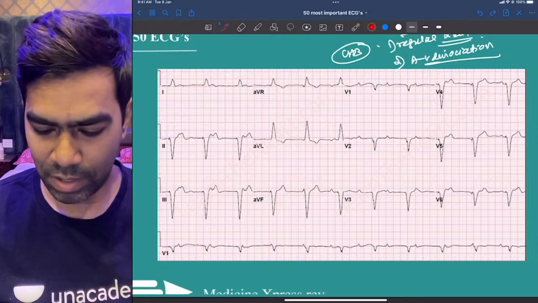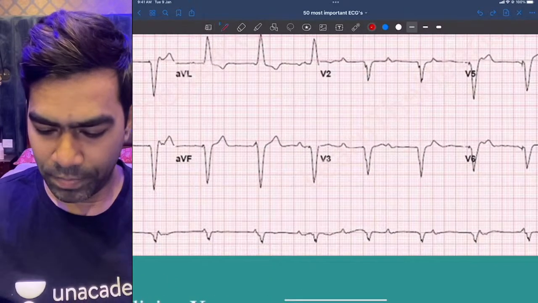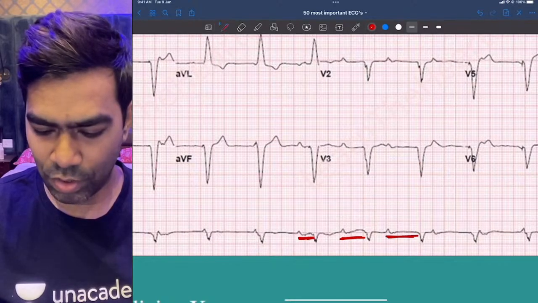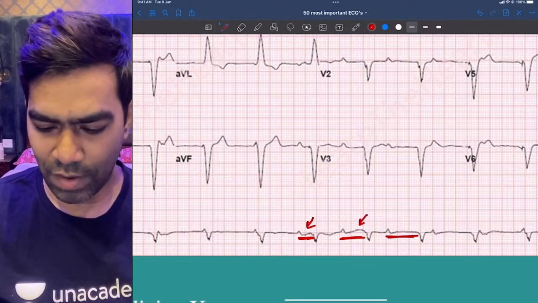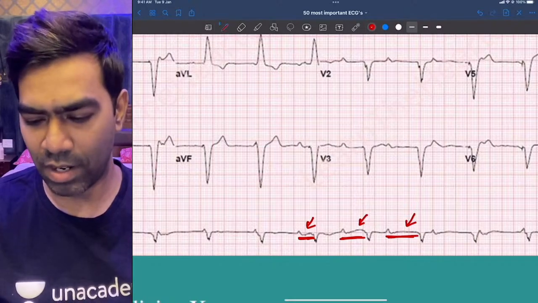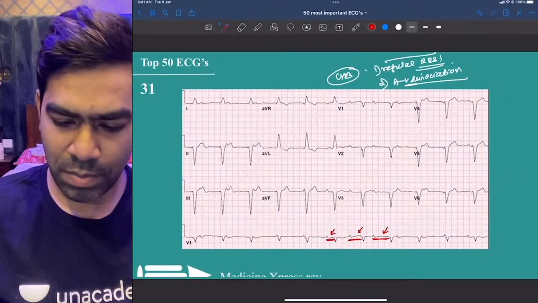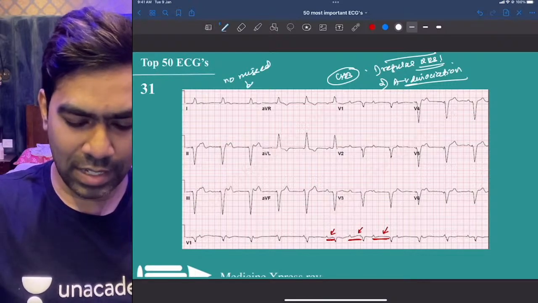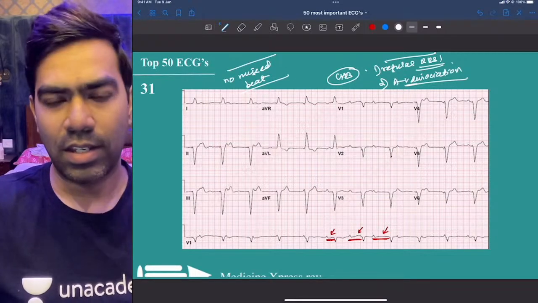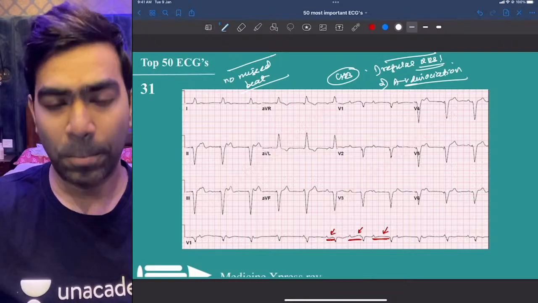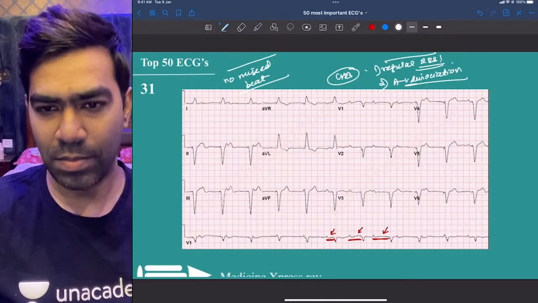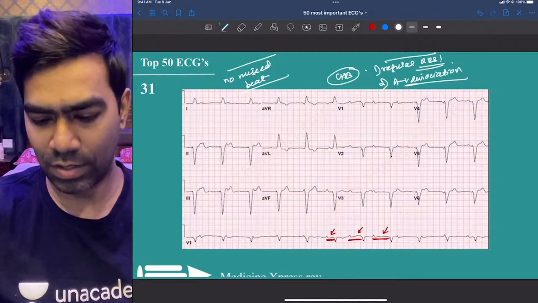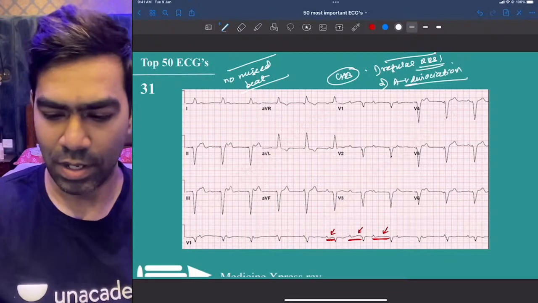But how can I say it's a complete heart block? Look at the PR intervals. The PR intervals appear very chaotic. Here you have one PR interval, here you have a different PR interval, here you have a different PR interval, but there is no missed beat in between. You're not seeing any missed beat. One of the characteristic findings in Mobitz is there will be a missed beat. There will be a P wave, and after that you will not have a QRS complex. That's what you're going to see in a Mobitz. Here there will be no missed beat.